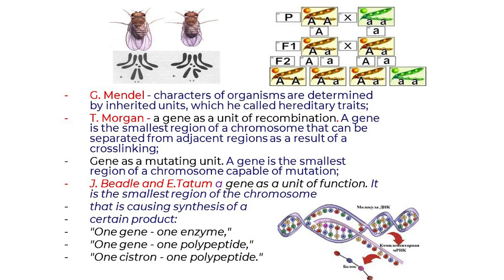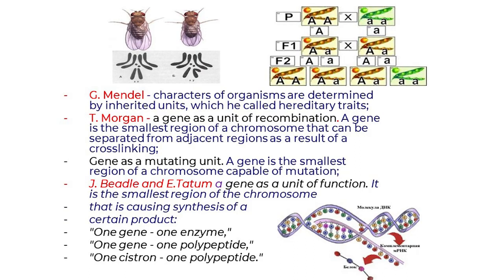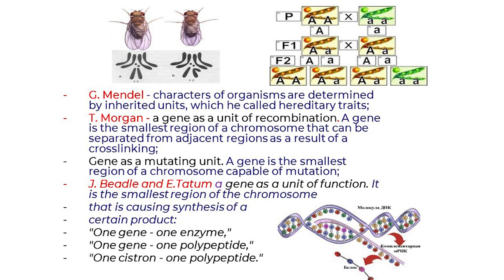The next definition: a gene is a mutating unit. A gene is the smallest region of a chromosome capable of mutation. But in this case, only one pair of nucleotides can be considered a gene. You know, there are point mutations, so this definition is not full and it is not quite right.